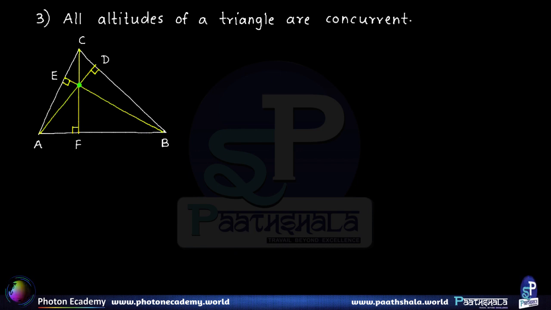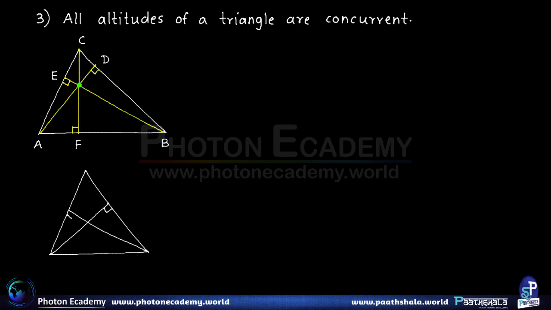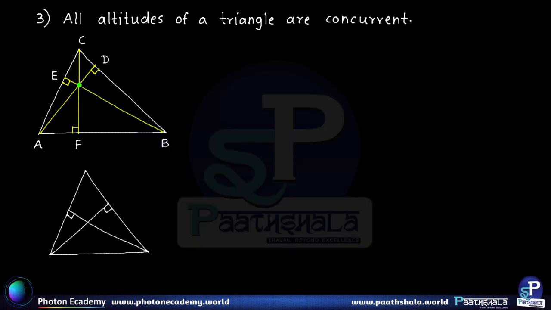The method to prove this is slightly different from the previous results of proving the concurrency of medians and angle bisectors, because in those cases we had the advantage of knowing some ratio of an internal division. Here we don't have such information available. So we are going to consider only two altitudes first, and we name their point of intersection as P.